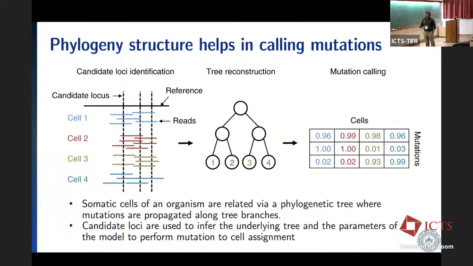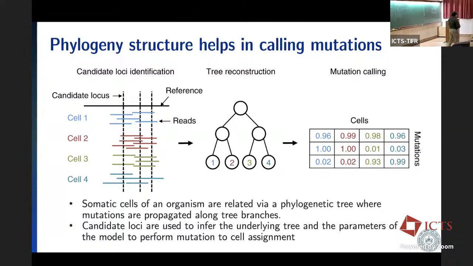What they are essentially assuming is that we have a bunch of somatic cells, and we know that they should be related via a phylogenetic tree. Why? Because ultimately cells are there because of the cell division process, which we know should be coming from a binary tree, right? And of course we have this mutation data, so we have the somatic mutation profiles. These mutations are nothing but just propagated along the tree branches.